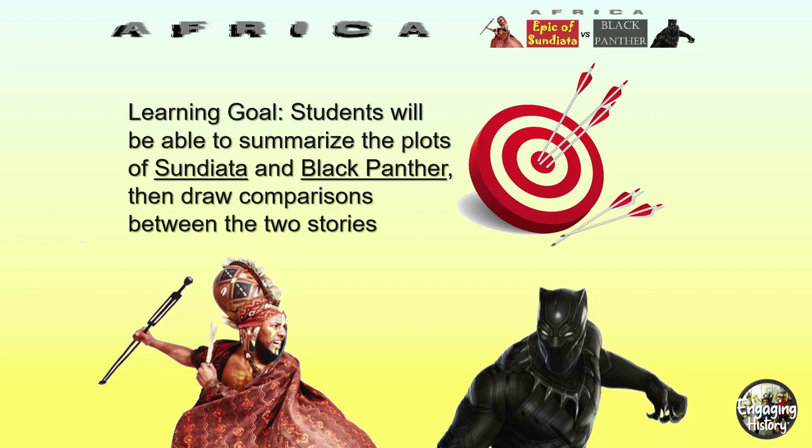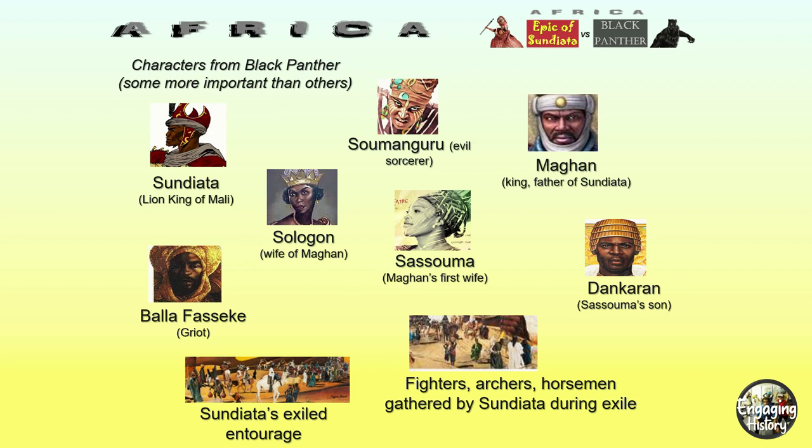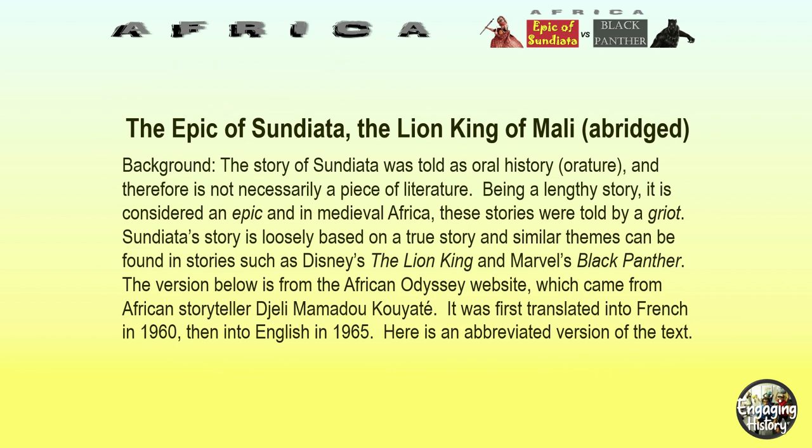All right, just to help with reference, there's a page here on this PowerPoint that has many of the main characters from the Black Panther film. And on this slide, you have many of the characters from the Sundiata epic. All of these pictures and names and thumbnails are on one of the handouts for students to use as well so that they can reference them. For this lesson, I've borrowed an adaptation of the story as told by a griot from the 1960s.